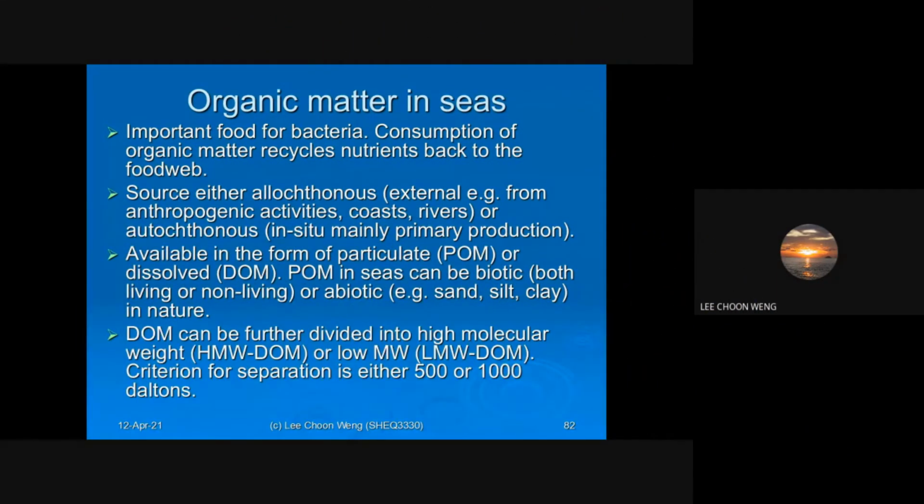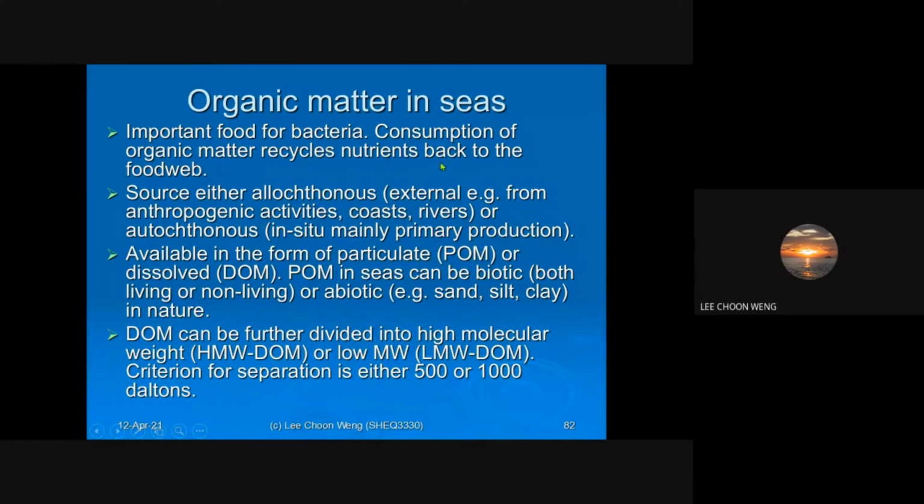But when we talk about bacteria, we are interested in organic matter because bacteria are the main heterotrophs. They consume organic matter, whereas phytoplankton, primary producers, produce the organic matter. So now let's look at the organic matter dynamics in the seas, because organic matter is an important food for bacteria.